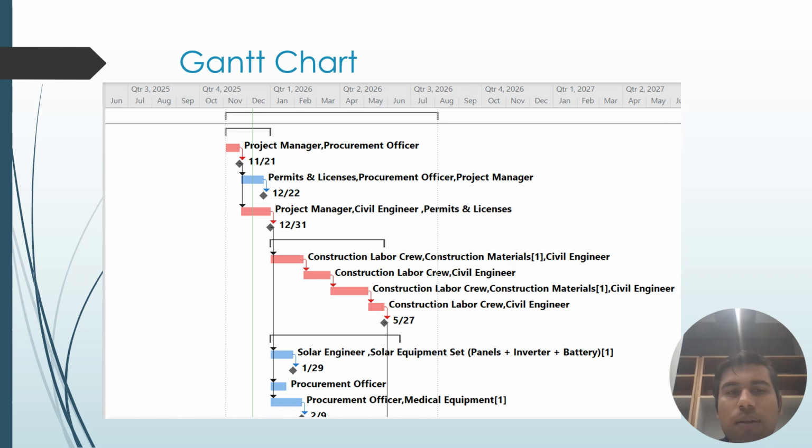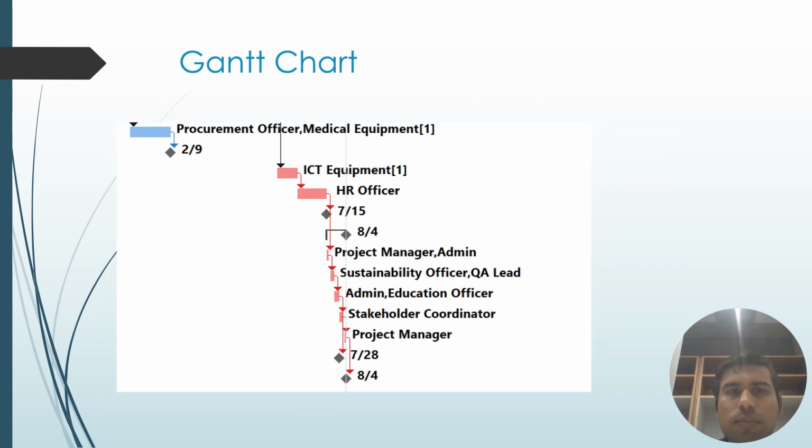At the same time, the solar system installation starts with the solar engineer and procurement of panels, inverters and batteries. And now I am moving to the next part of this Gantt chart. And this represents the final setup operational phase.